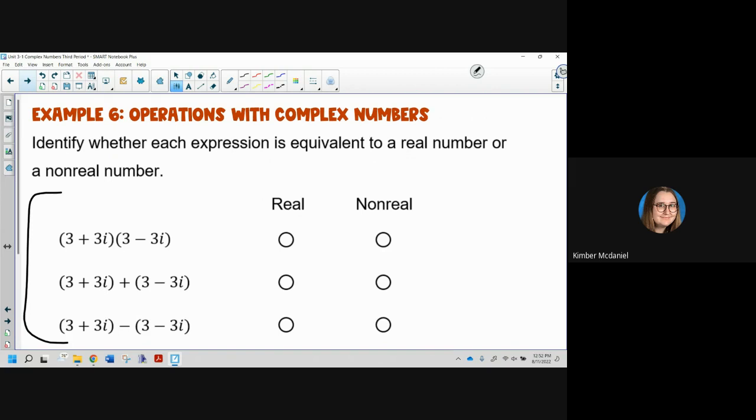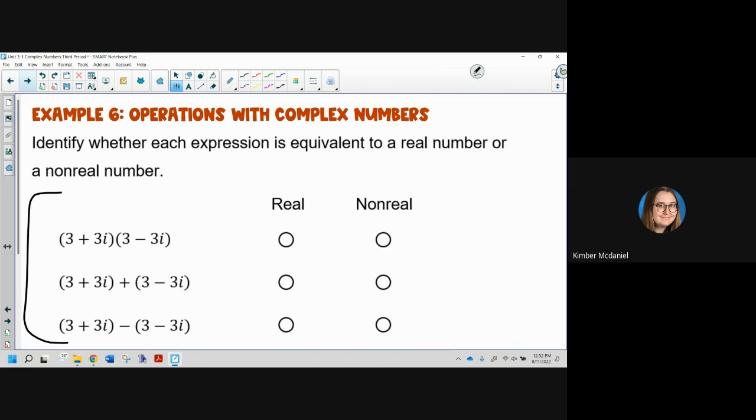They're common EOC questions. So again, even though there are Algebra 2 skills in here of being able to work with these imaginary numbers, it's also being able to understand how to work these problems and what they're asking from you. Okay? So I try to make sure we're exposed to it. But example 6 reads, identify whether each expression is equivalent to a real number or a non-real number. So you can see it has real and non-real, and it has a little circle for each of those. And we've got 3 different expressions that we are going to simplify.